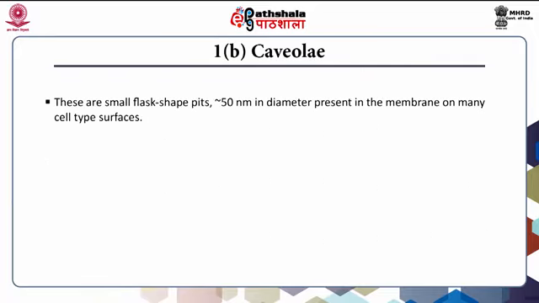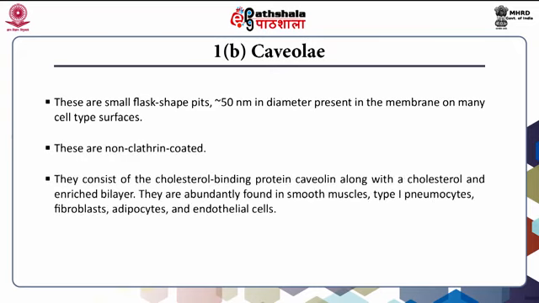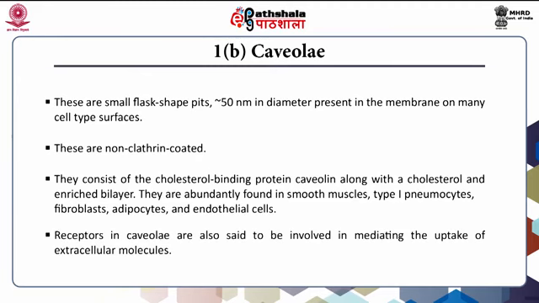These are small flask shaped pits about 50 nanometer in diameter, present in the membrane on many cell type surfaces. These are non-clathrin coated and consist of another type of cholesterol binding protein called caveolin. They are abundantly found in smooth muscles, type 1 pneumocytes, fibroblasts, adipocytes and endothelial cells. Receptors in caveolae are also said to be involved in mediating the uptake of extracellular molecules in bulk.